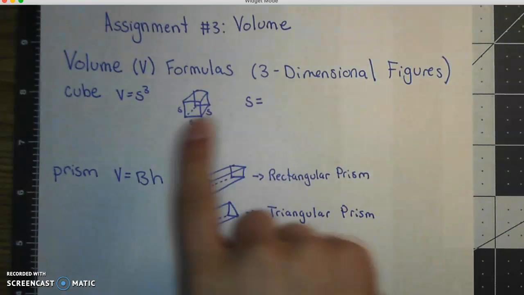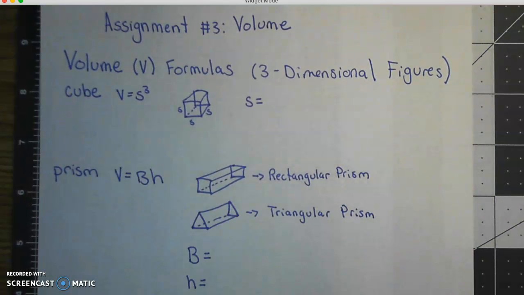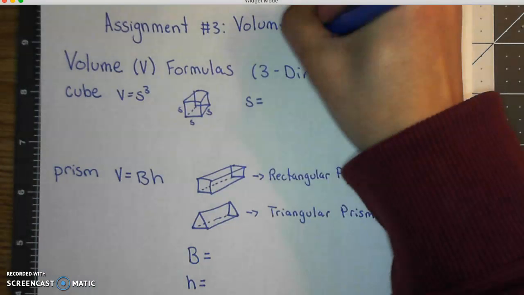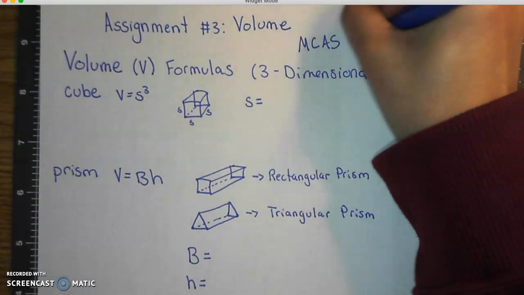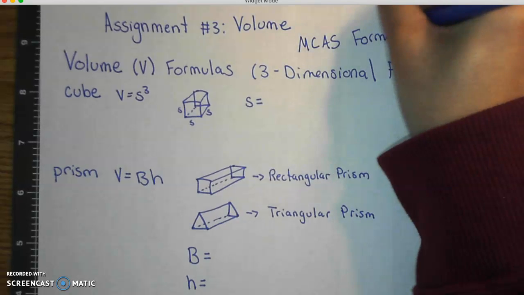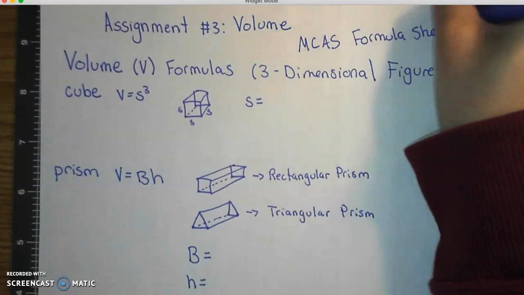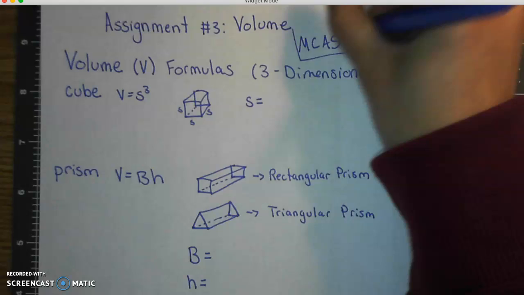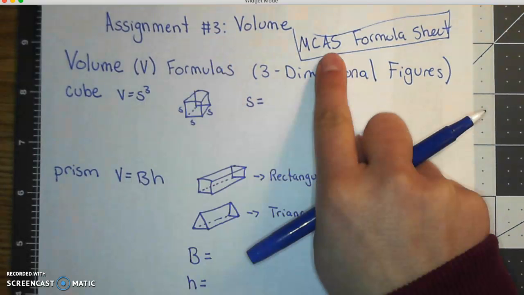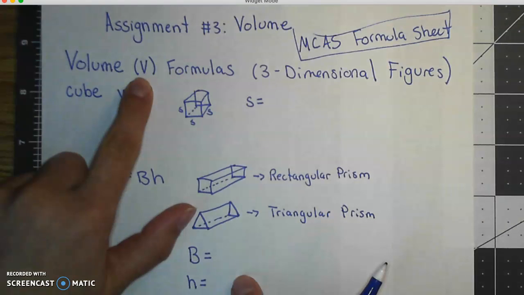What I'm going to go through are the formulas on the MCAS formula sheet, which is in our Google Classroom. You will need this formula sheet to do assignment number 3. It's in our Google Classroom. So our volume formulas, V.